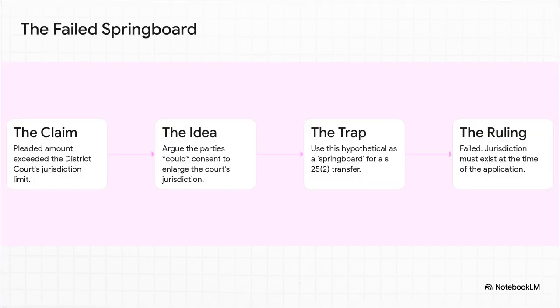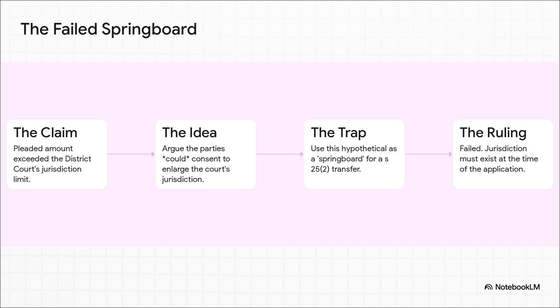So let's break down the flawed logic from the Bartolo case. The defendant tried this really clever but ultimately doomed maneuver. They argued, hey, the parties could theoretically consent to give the district court jurisdiction later, so Your Honor should just transfer the case now. The court gave that a flat no. You can't use a hypothetical future event as a kind of springboard to create the jurisdiction you need today.